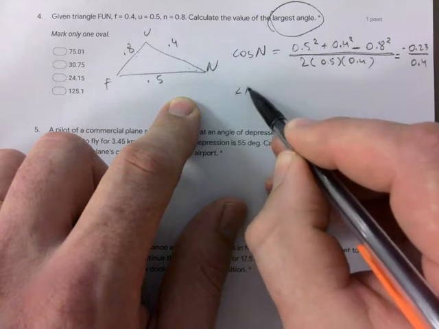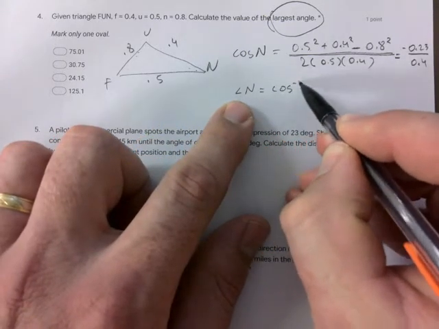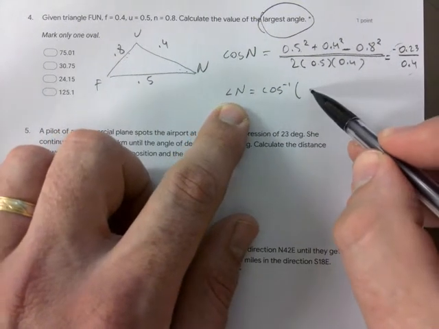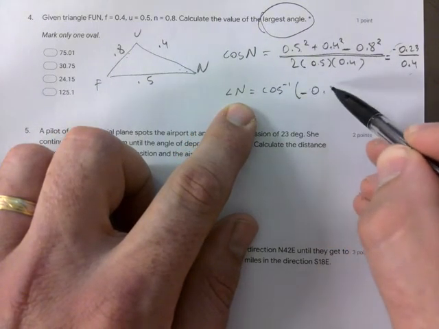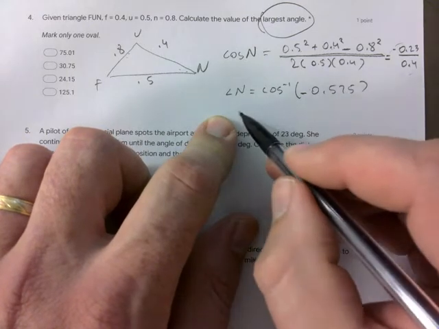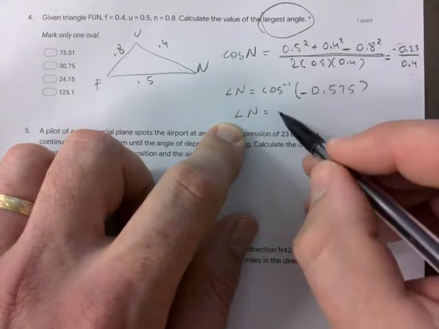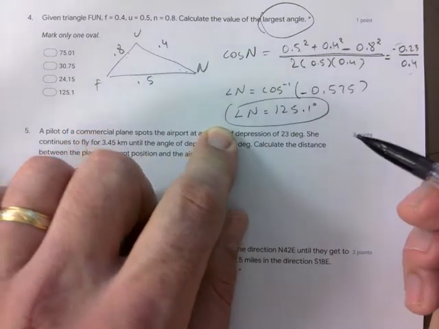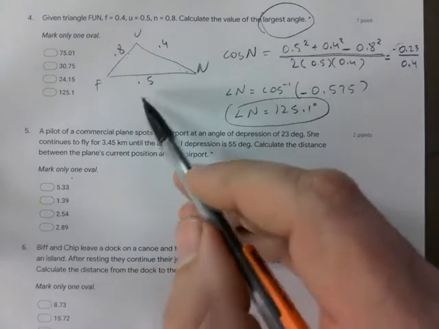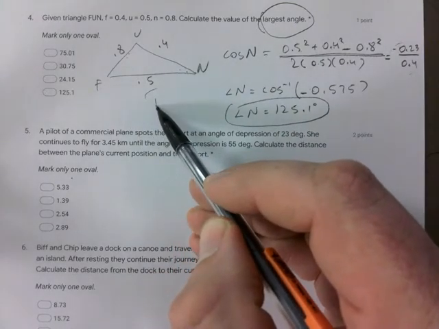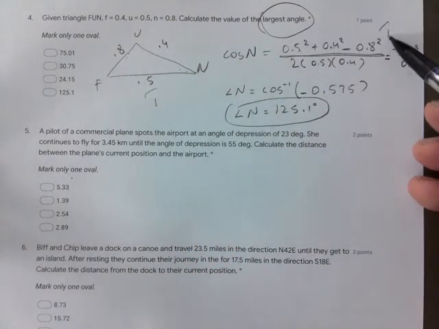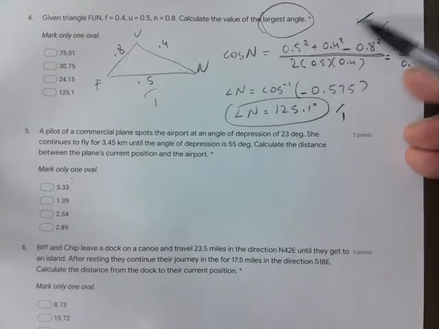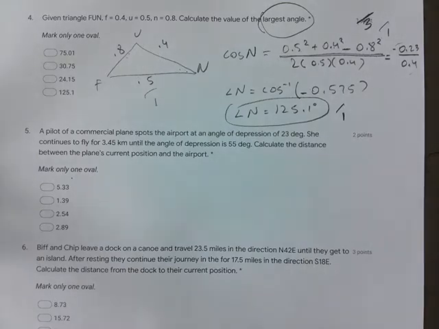So angle N is cosine inverse of, you can actually type this whole thing in here if you'd like, or just turn that into a decimal, which is this. It actually is a finite decimal. So that's 125.1 degrees for that one. So 1 mark for this diagram, 1 more mark for the setup, and another mark for the correct final answer. So this question is worth 3 marks.